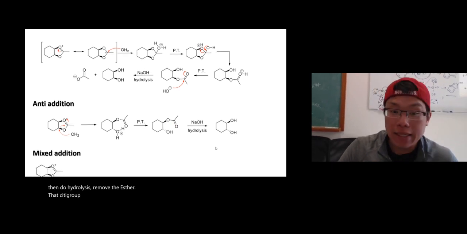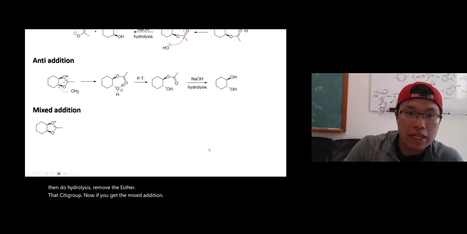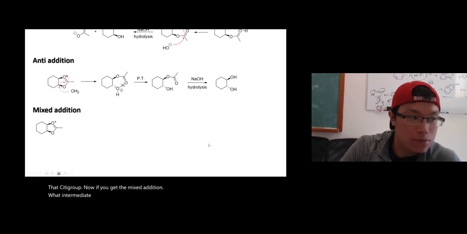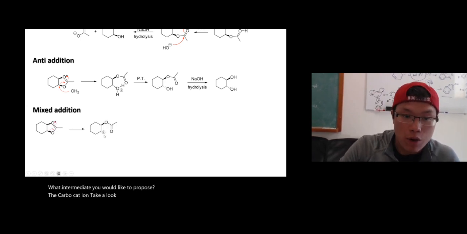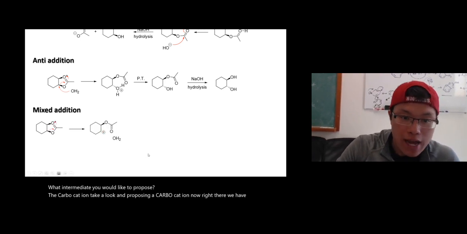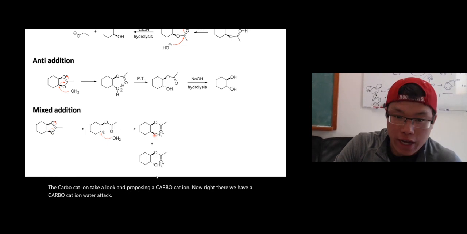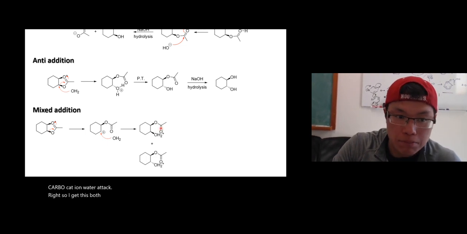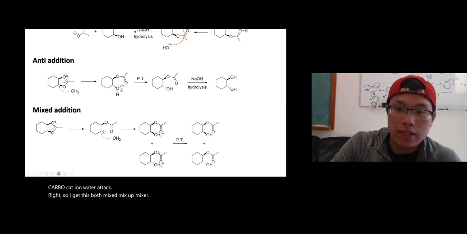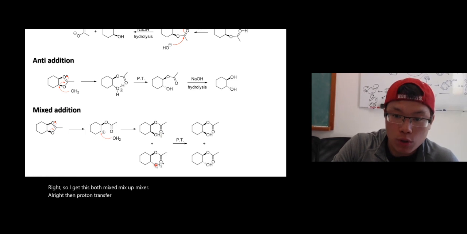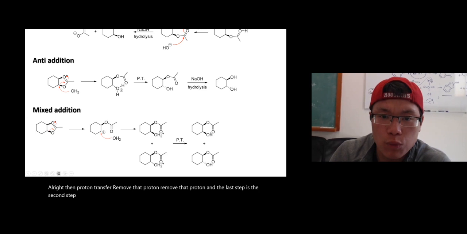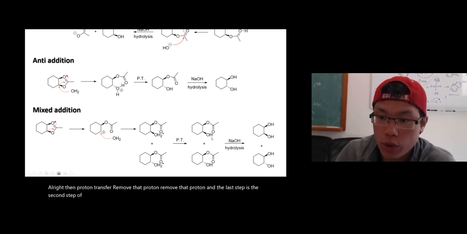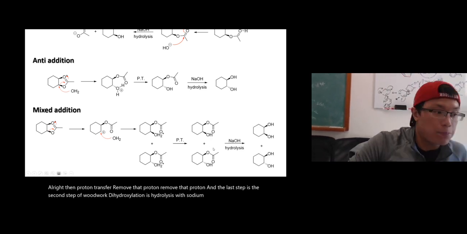Now, if you get the mixed addition, what intermediate would you like to propose? The carbocation. Take a look. I'm proposing a carbocation now. Right there, we have a carbocation. Water attacks. So I get this mixture. All right. Then proton transfer. Remove that proton. Remove that proton. And the last step, the second step of the Woodward dihydroxylation, is hydrolysis with sodium hydroxide, something like that.